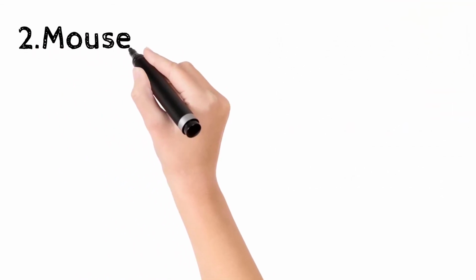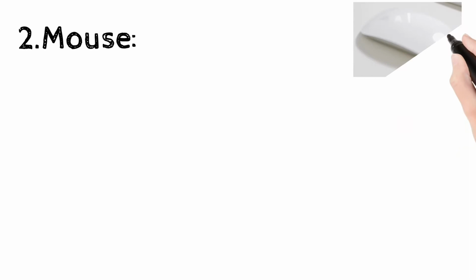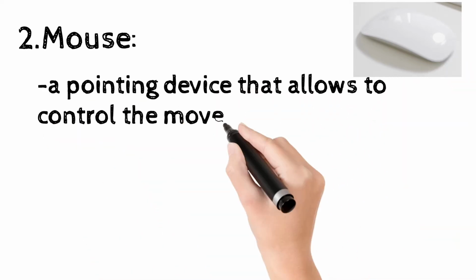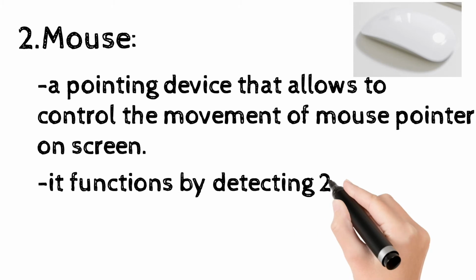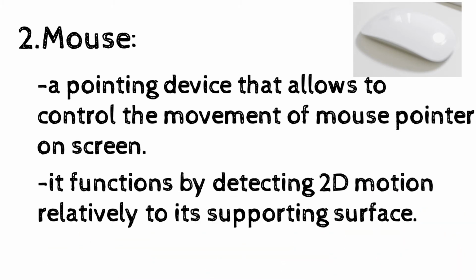Mouse is a pointing device that allows to control the movement of the mouse pointer on the screen. Mouse performs various functions by detecting two-dimensional motion relatively to its supporting surface. A mouse can be of different types like wired mouse, wireless mouse, optical mouse, mechanical mouse, etc. The movement of the ball is converted into electrical signals and sent to the computer. The mouse is very popular in the modern computers that use Windows and other graphical user interface applications.